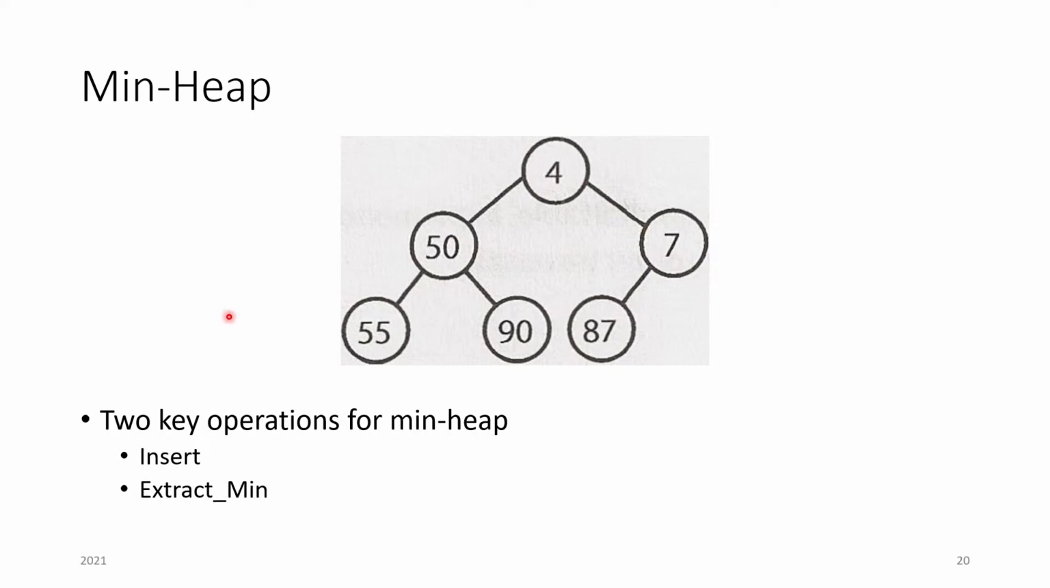There are going to be two key operations for the min heap: the insertion of a node and the extraction of the minimum value. The extraction of the minimum value is going to be quite easy because the minimum value is always going to be the root node of the entire tree. But insertion is going to be a little bit tricky because we need to figure out how to insert this node and place it accordingly in our minimum heap tree.